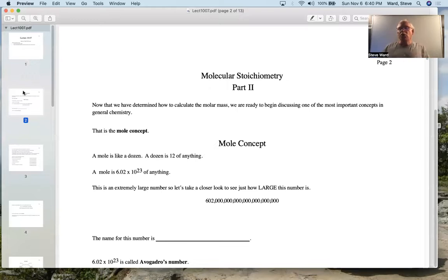Now, before we do that, we have to introduce something called the mole. Okay, and a mole is like a dozen. So let's talk about the word dozen because that's something that all of you understand. If you had a dozen eggs, how many eggs would you have? 12. If you had a dozen chickens, how many chickens would you have? 12.